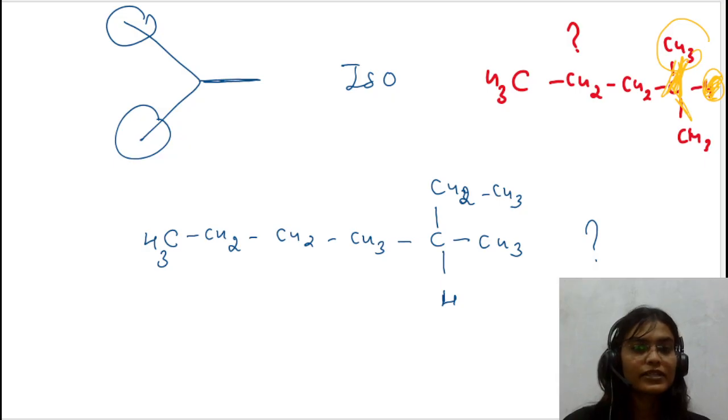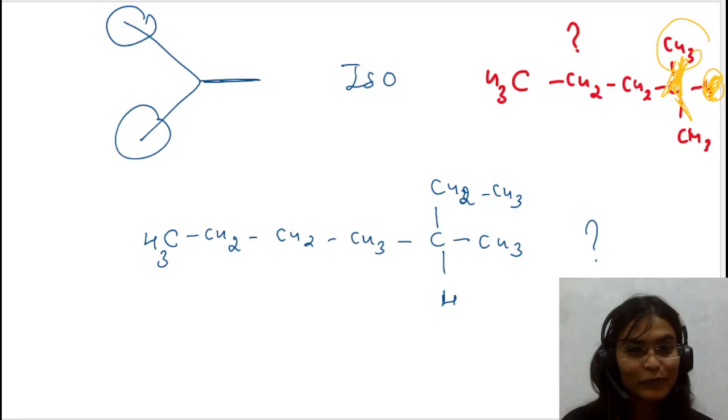Is it neo, iso, or what? Are you sure about this? This is iso? Okay. The second last carbon is connected with methyl. This is the definition. It's not like find the Y and it becomes iso, it's not like that.